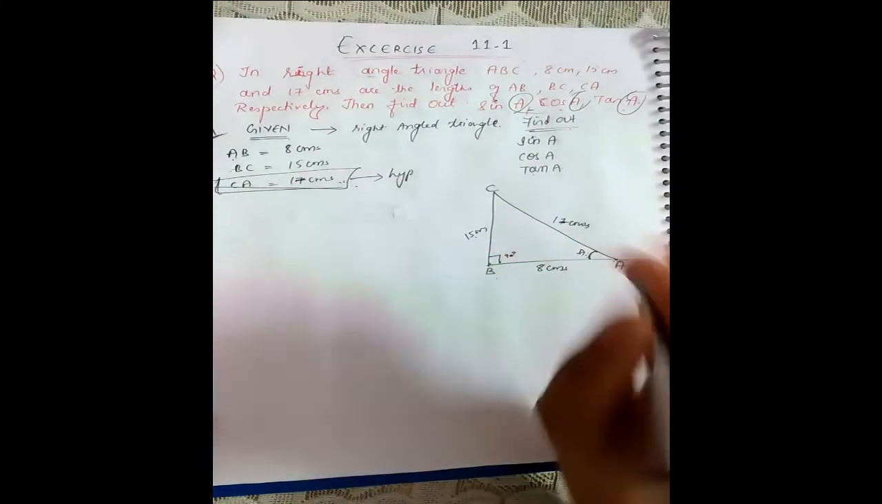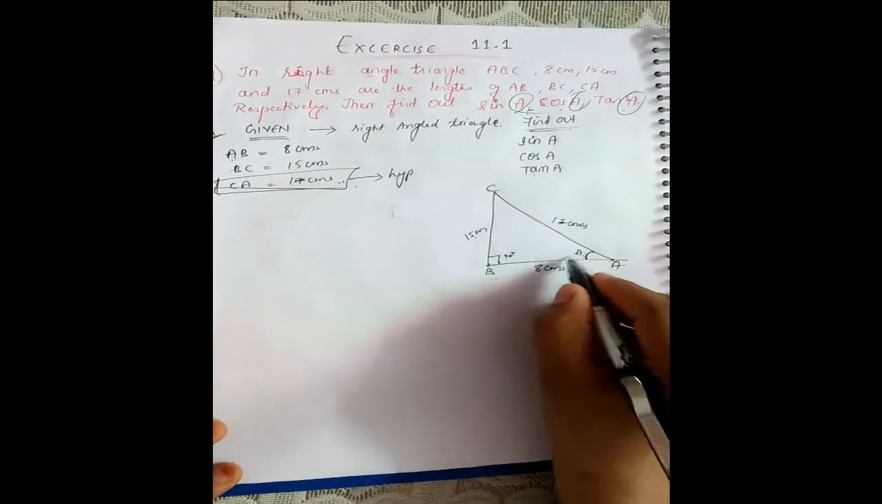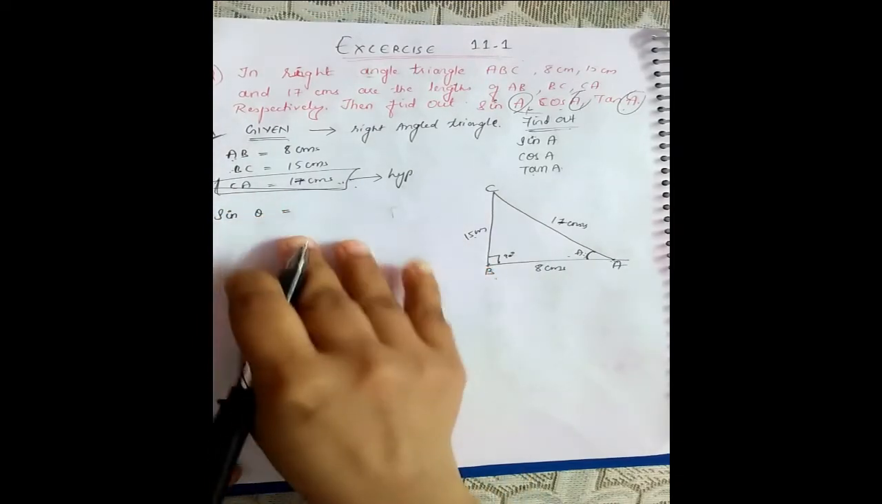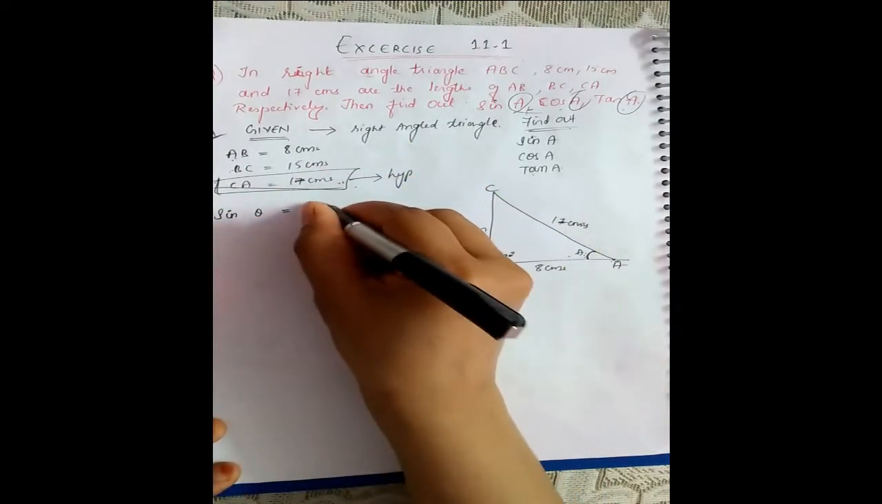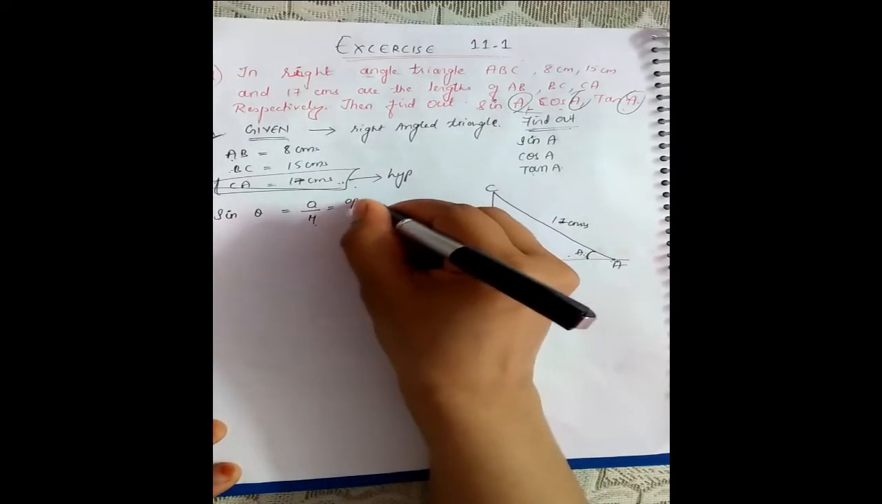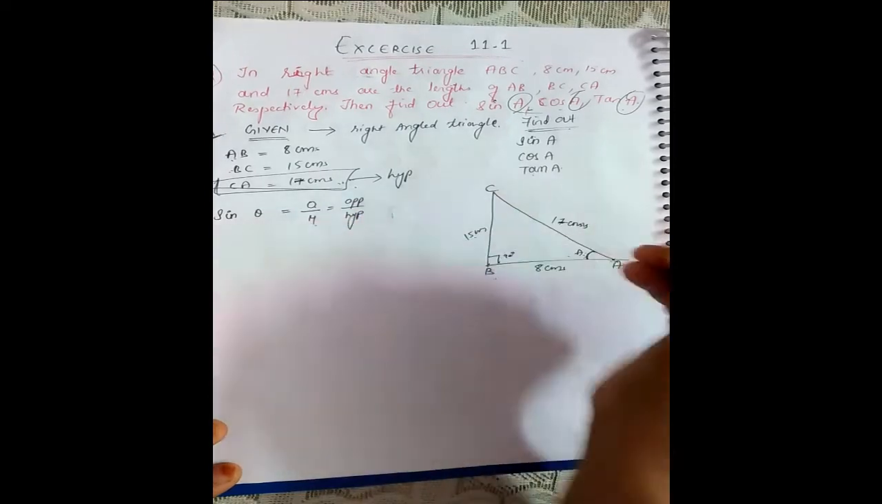Next, let us go further. We know sine theta. What is the value of sine theta? Like "Old Harry and old aunt, old Harry." That is nothing but opposite by hypotenuse.